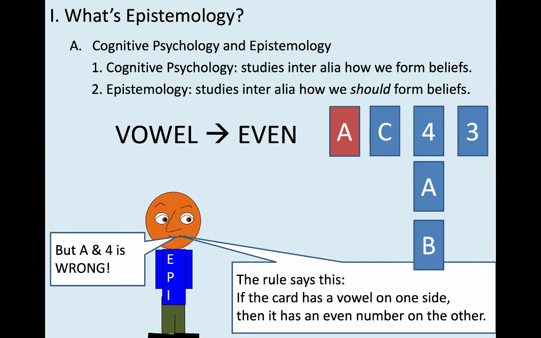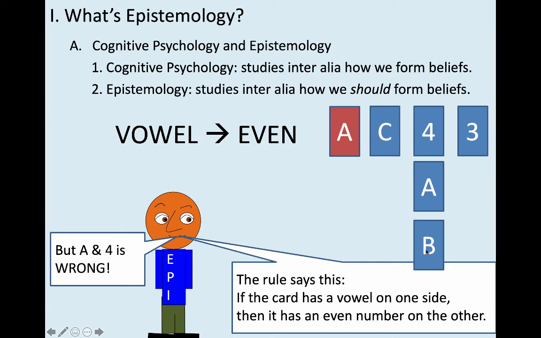Well, the same point applies to card 4. The rule says if vowel then even. Suppose you have a 4 paired with a vowel. Well, clearly that's okay. But suppose you have a 4 paired with a consonant. Is that okay too? Yes, it is, because the rule does not say if even, then vowel. It just says if vowel, then even.